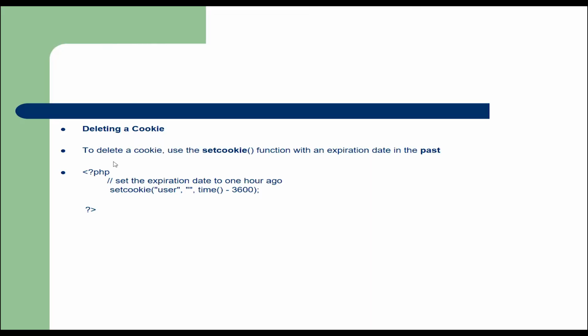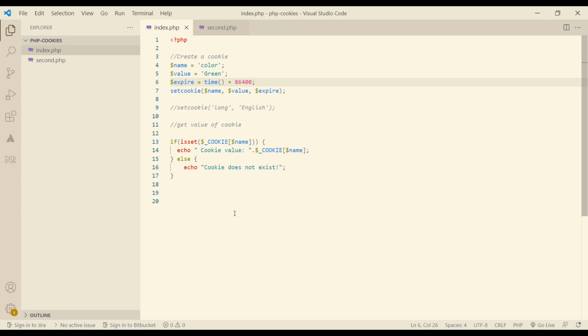To delete a cookie, use the setcookie function with an expiration date in the past. In this method, we can see that the value is set to an empty string and the expiration time is set to current time minus 3600 seconds.